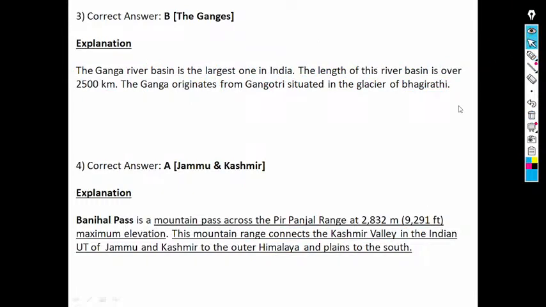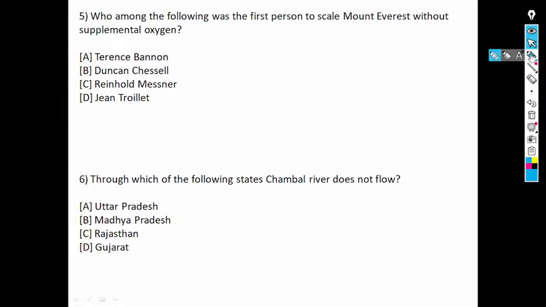Next question. Who among the following was the first person to scale Mount Everest without supplement of oxygen? Who can say? Terence Bannon, Duncan Chazelle, Reynold Messner, and Jean Toilette.